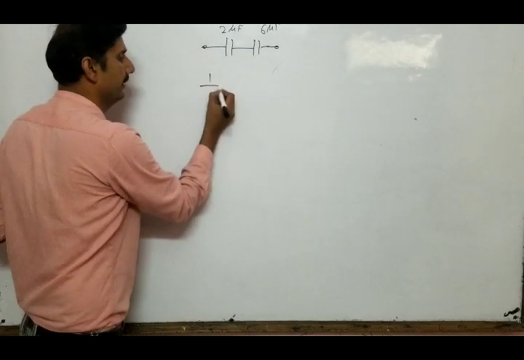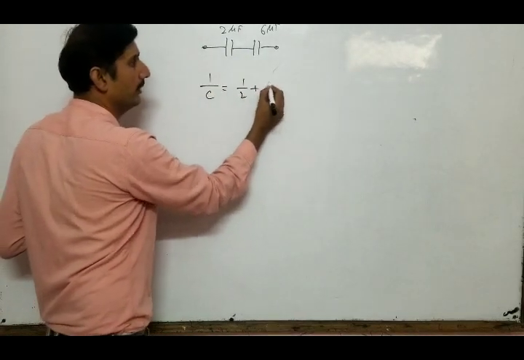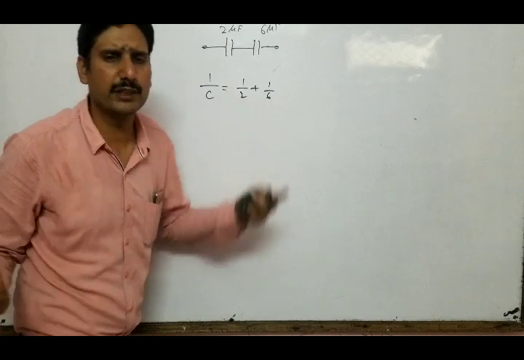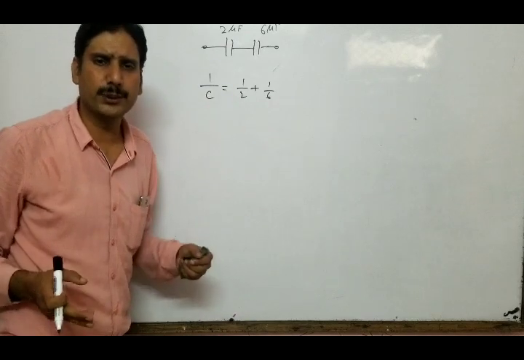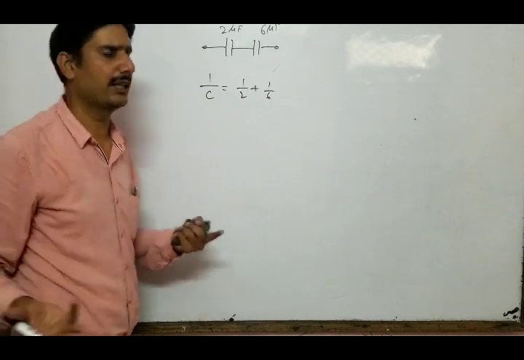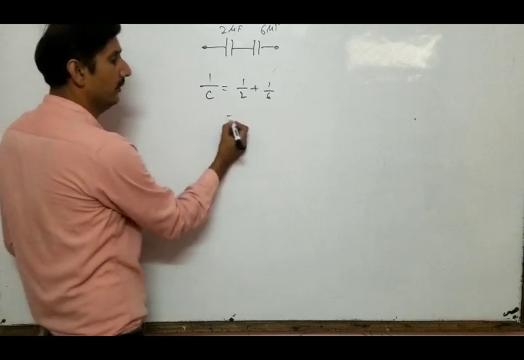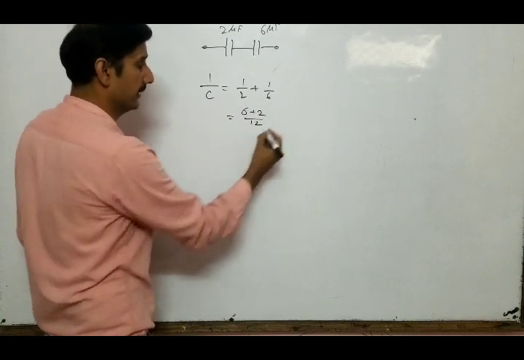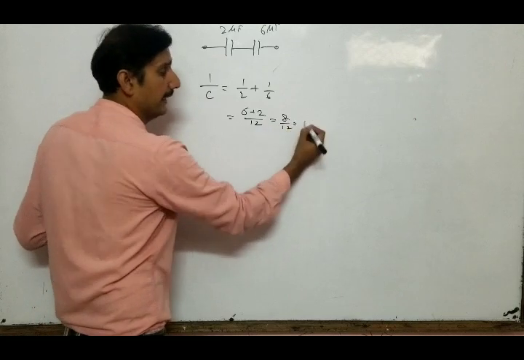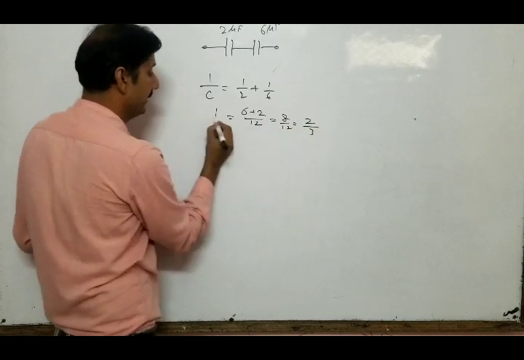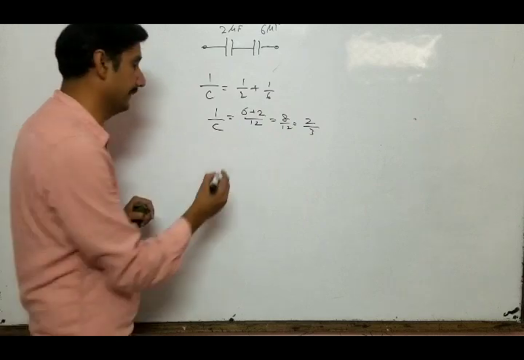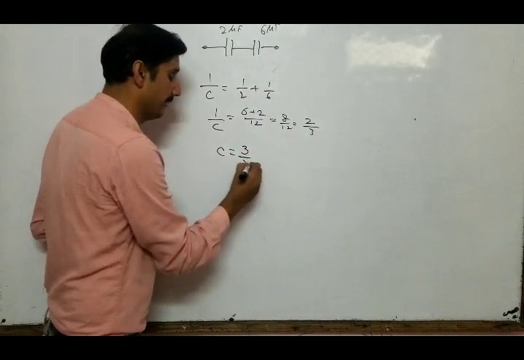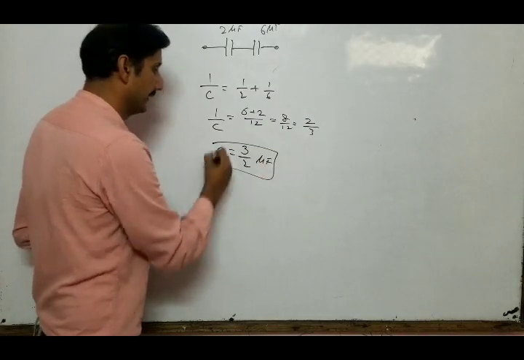You'll say, okay, 1 by C is 1 by 2 plus 1 by 6. Both of them are in microfarads, so I don't need to convert them. The final answer will automatically also be in microfarads. So I can see it is 6 plus 2 divided by 12. This is 8 by 12. This is 2 by 3. But remember, this is 1 by C. So C turns out to be 3 by 2 microfarads. That is the answer.